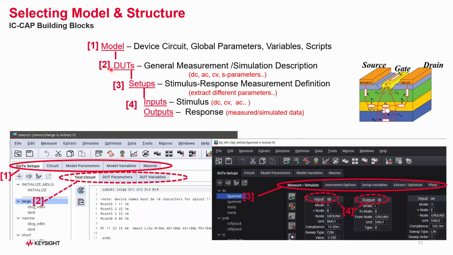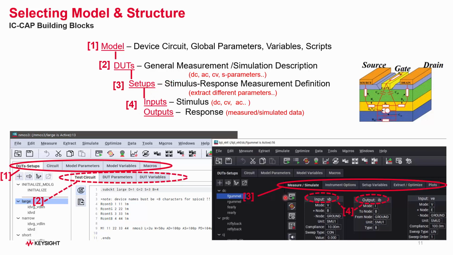If you look at the building blocks of IceCap, it's important to understand there's a hierarchy in that. At the top level, you have the model where you define a circuit, netlist, global scope parameters and scripts and variables. And then the next level down is the DUT, the device under test. You describe the general measurement simulation description, DC, CV, RF, linear and nonlinear measurements. You can define a test circuit like a sub-circuit.